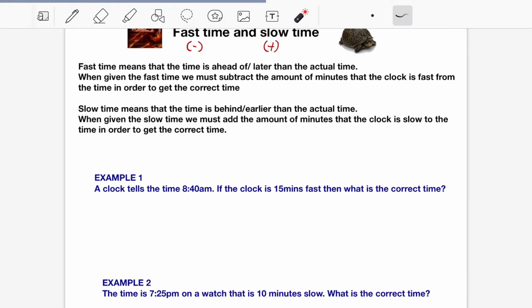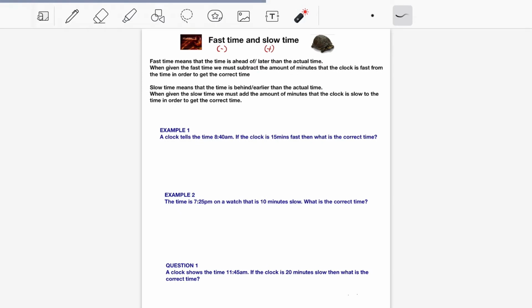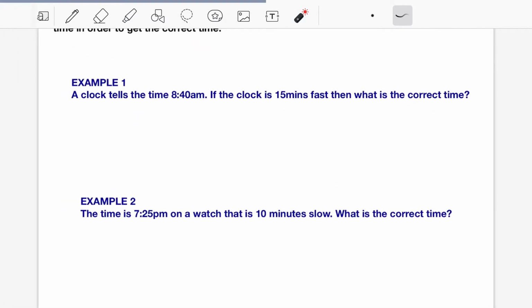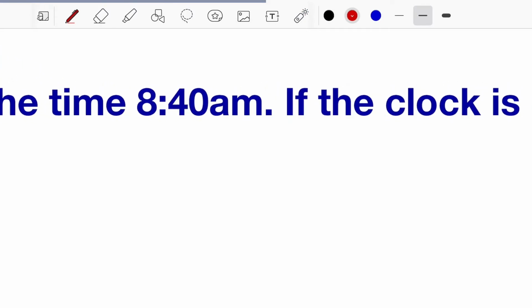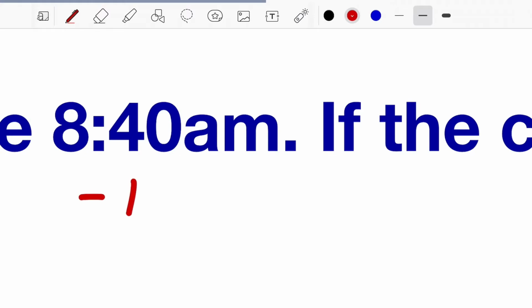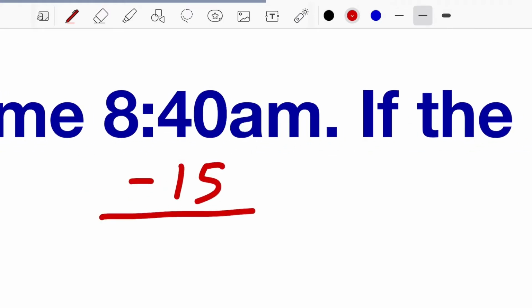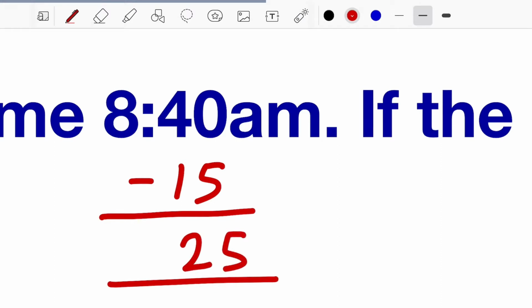So let's work out the two examples. Example 1. A clock tells the time 8:40 a.m. If the clock is 15 minutes fast, which tells us that it's ahead of the correct time, then what is the correct time? So if it's fast, we're going to subtract. So 8:40 take away 15. 40 take away 15 will give us 25. So that's 8:25 a.m. Normally we would need to put in a.m. and p.m.